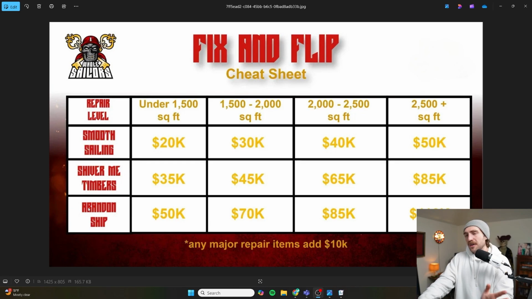Guys, the condition on this property is bad, right? We can agree it needs a substantial amount of work. It's bad, and it's about 2,000 square feet. So let's just call it 70 grand, plus maybe it needs a roof, maybe it needs another major repair item. Hard to say. So we're looking at like 80, maybe $90,000, or more. It could be $100,000. It's hard to say exactly, but that's our range. At least that's what the cheat sheet says.